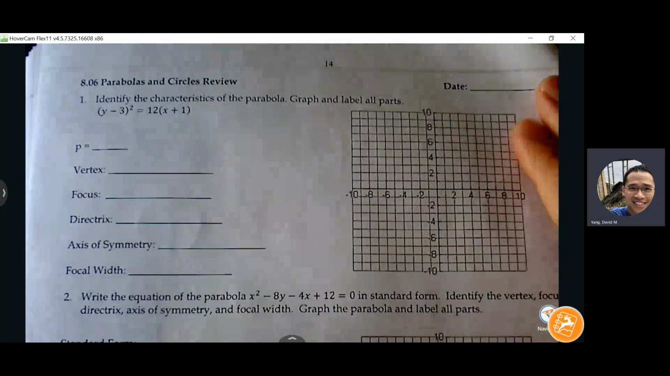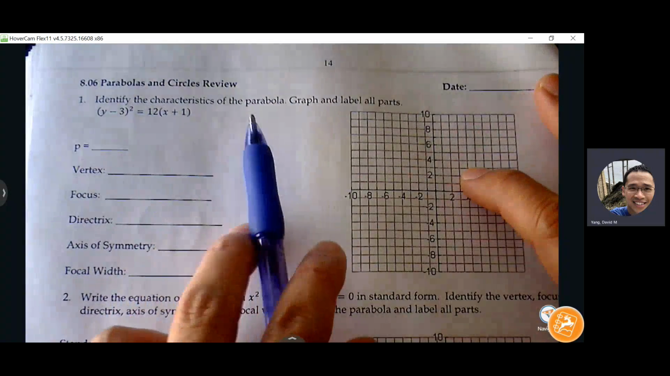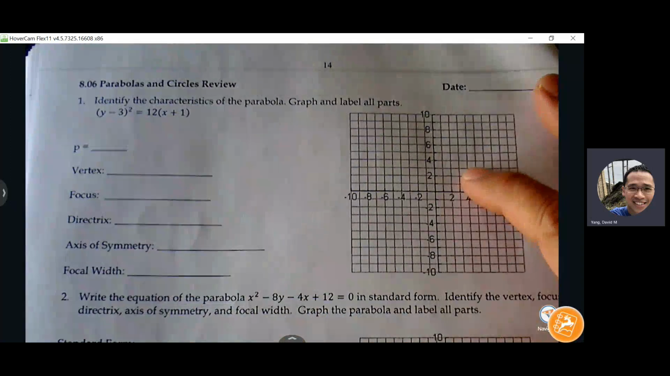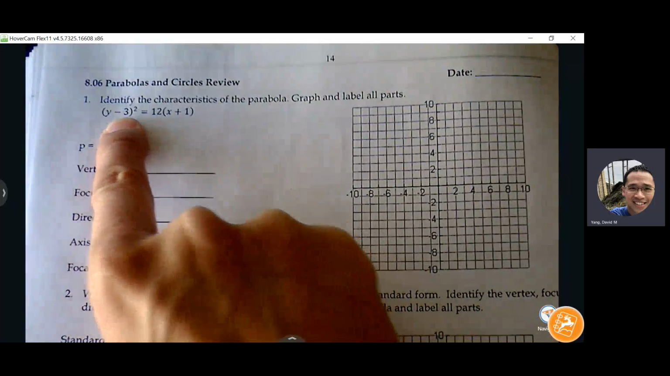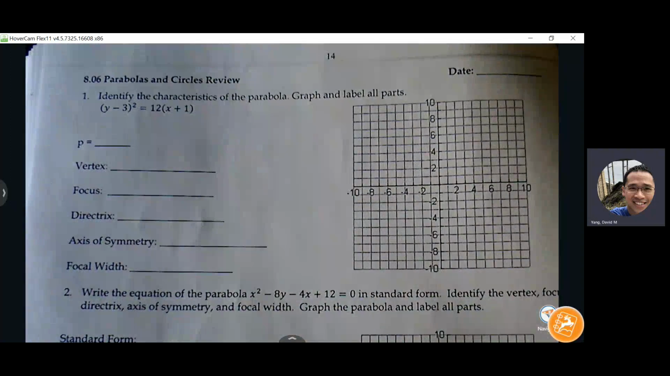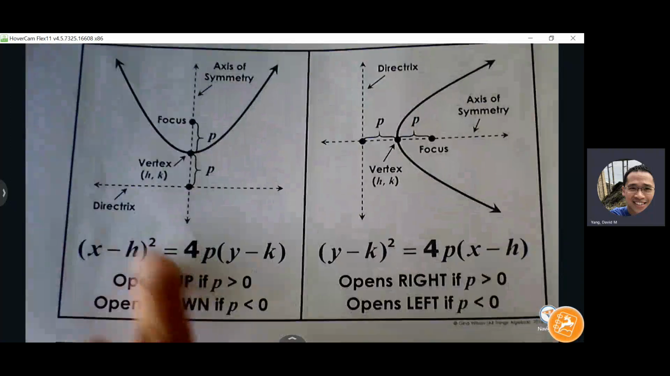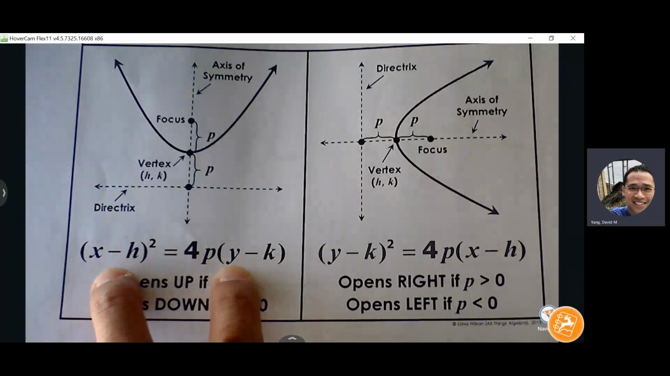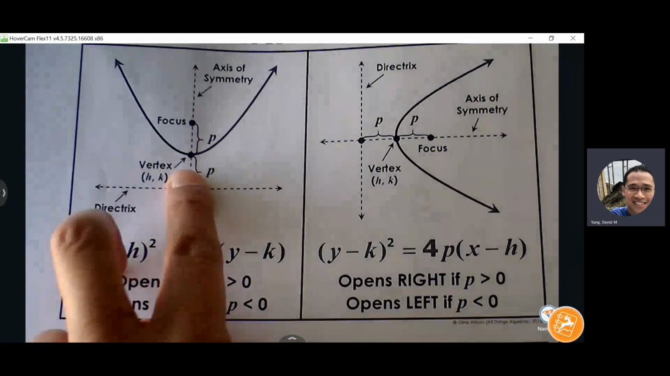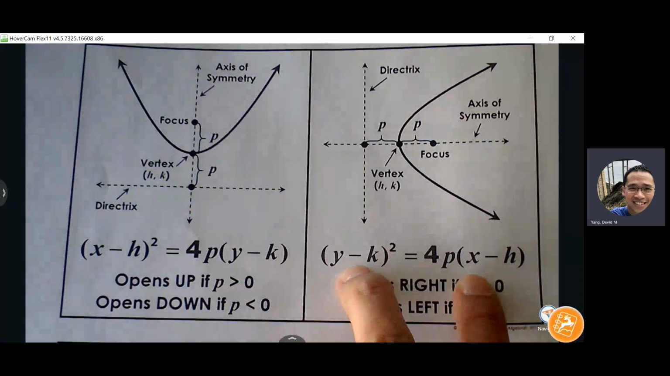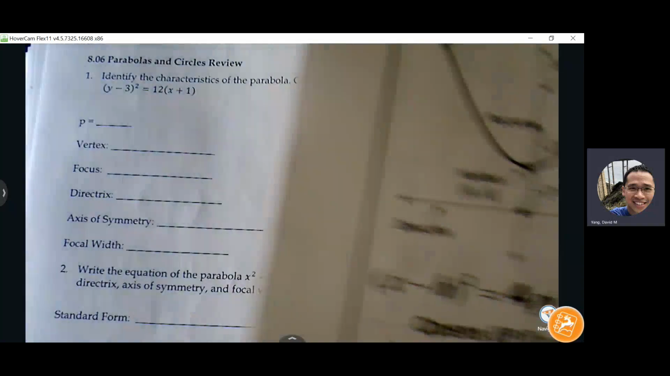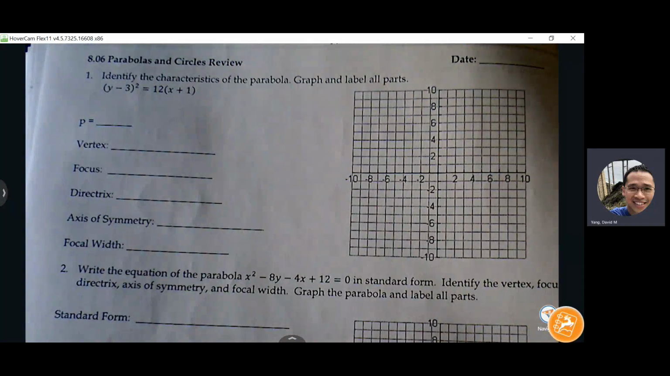Let's talk through parabolas here. Identify the characteristics of a parabola graph and label the parts. We know that we're always working with one of two formulas. It's either going to be x minus a squared, which is vertical, either opening up or down, and then y minus k squared, which is either opening left or right. Are we going to have to memorize this? Right, you've got to memorize the formulas, yeah.